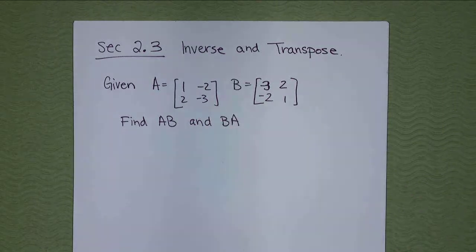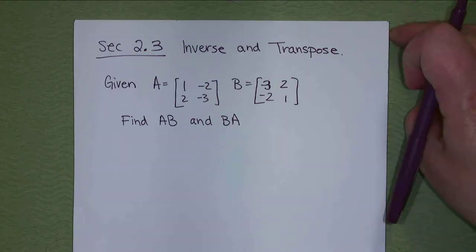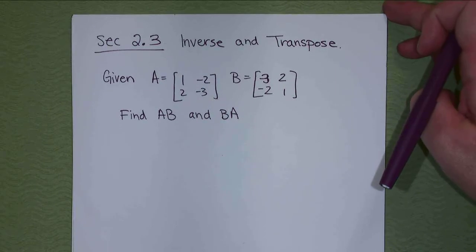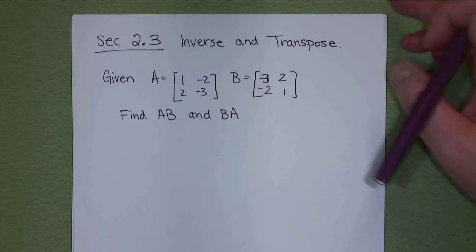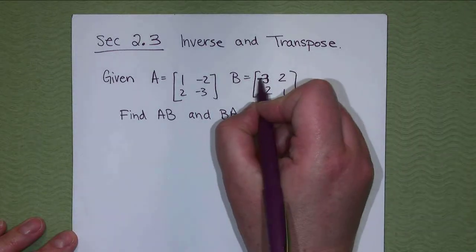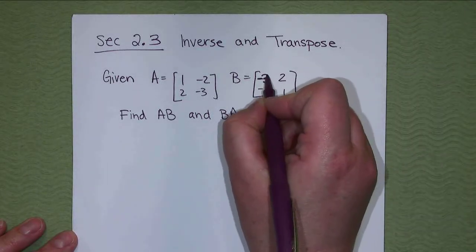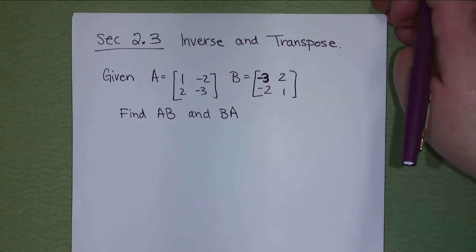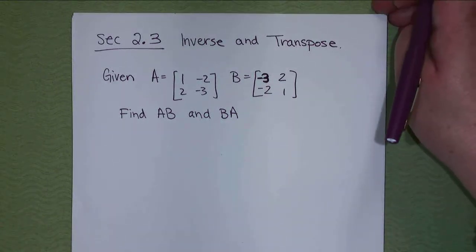All right, so we're going to start with something that we just finished doing, which is finding A times B and B times A. Is that minus 3 or 3? Oh, minus 3. Yeah. It is a minus 3.